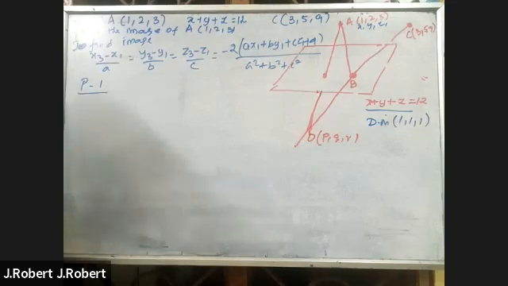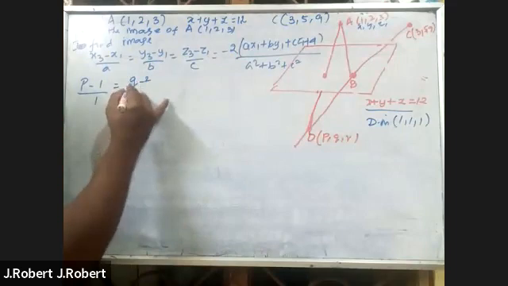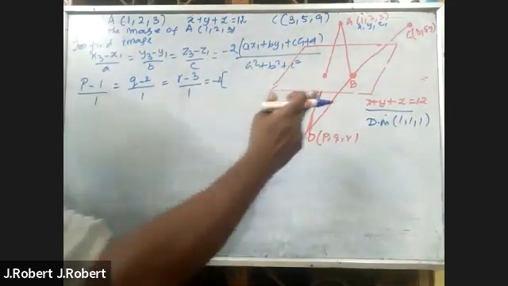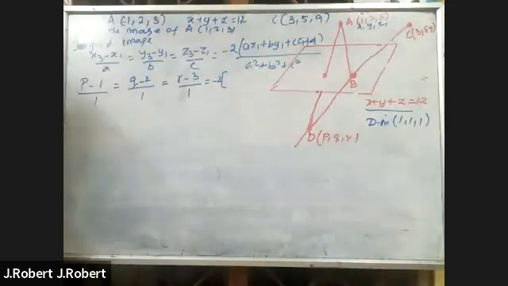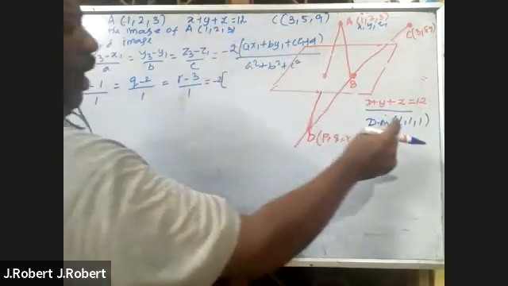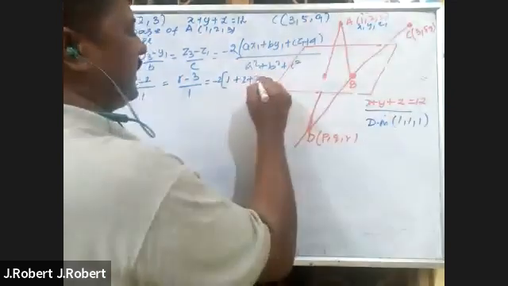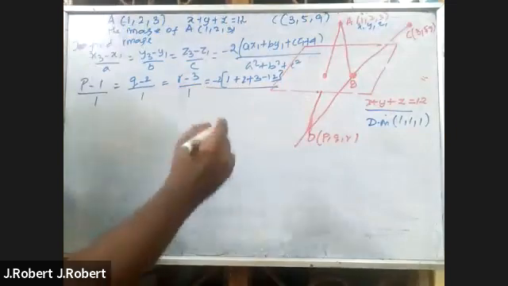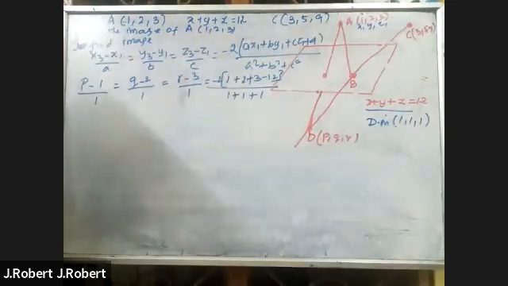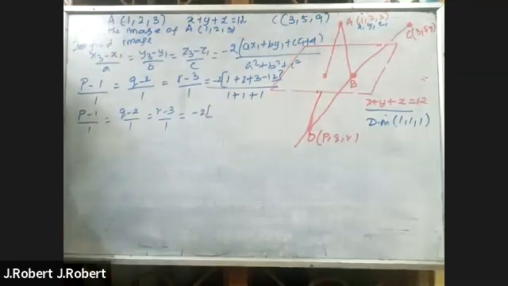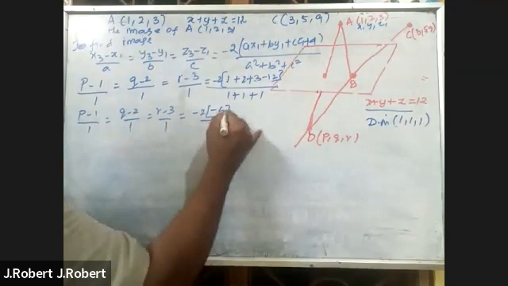P minus 1 divided by 1 equals Q minus 2 divided by 1 equals R minus 3 divided by 1, which equals minus 2 into the equation ax1 plus by1 plus cz1 plus d. We can write this as minus 2 into 1 into 1 plus 1 into 2 plus 1 into 3 minus 12, which gives minus 12 divided by a square plus b square plus c square, 1 plus 1 plus 1, which equals 3. Now I can write P minus 1 by 1, Q minus 2 by 1, R minus 3 by 1 equals minus 2 into 1 plus 2 plus 3, that is 6 minus 12, which equals minus 6 divided by 3, and it will go 2 times.